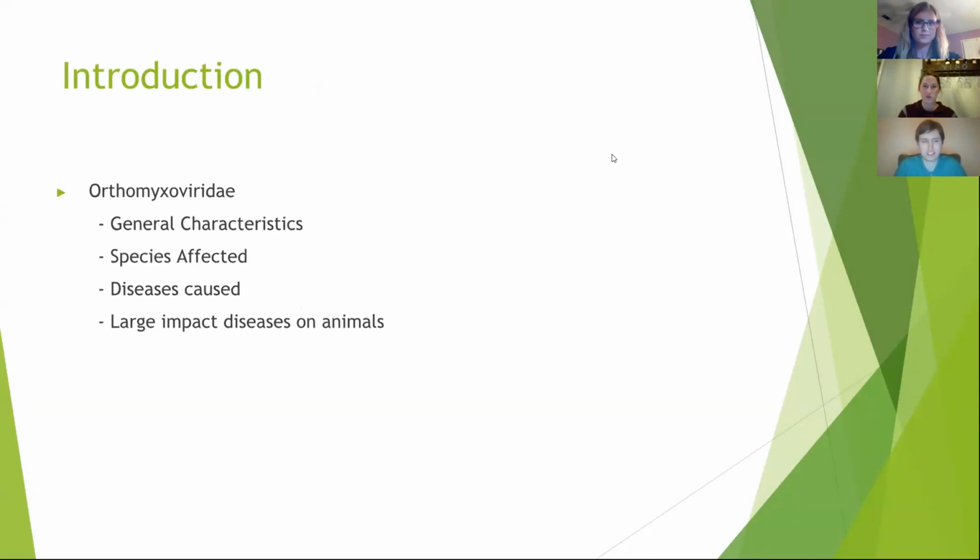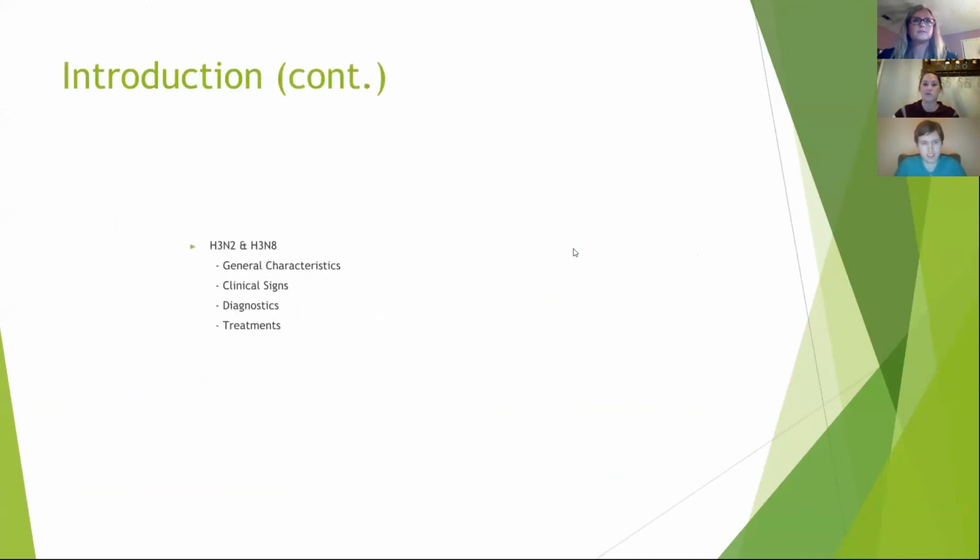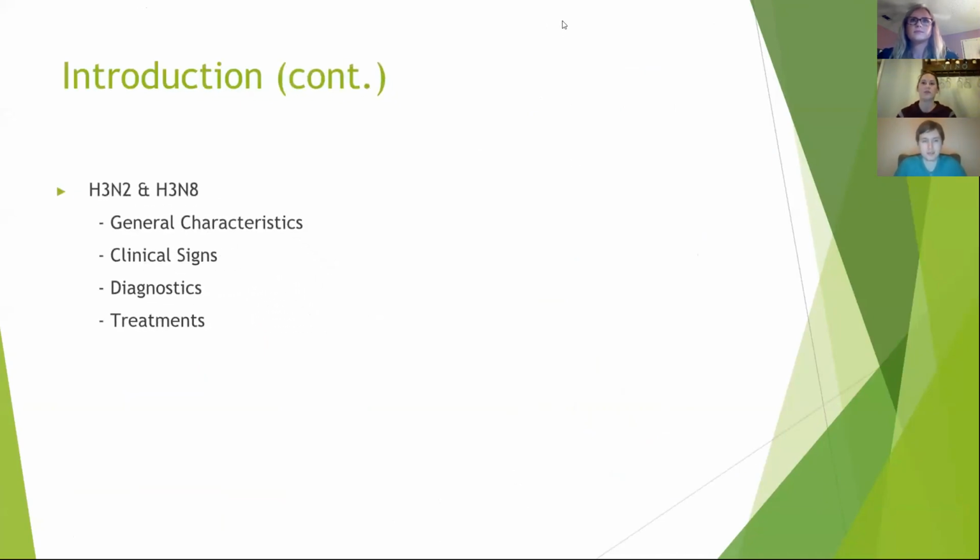And to start off, we'll just describe some general characteristics for Orthomyxoviridae and some species affected, diseases caused, and then a couple of large impact diseases on animals. The two diseases we'll go over are the H3N2 virus and the H3N8 virus. We'll describe some general characteristics, clinical signs, diagnostics, and treatments.